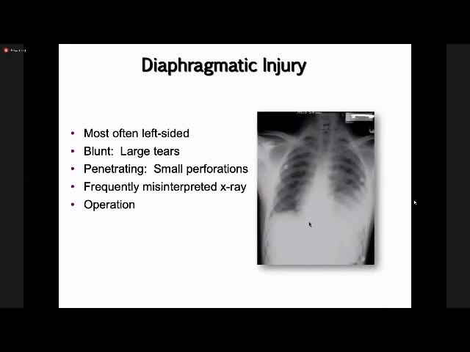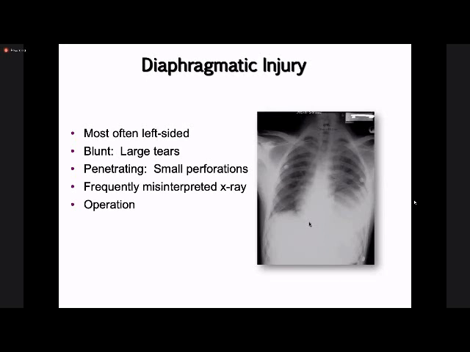Right. Diaphragmatic injuries. The diaphragm can get injured due to either blunt or penetrating trauma, commonly on the left side because the right side is protected by the liver. Therefore, right-sided diaphragmatic injuries are relatively rare compared to the left side. Blunt injury is when the abdomen gets crushed. Due to the increase in pressure, there may be a large tear in the diaphragm. Again, the right side is protected by the liver, so it is common on the left side.